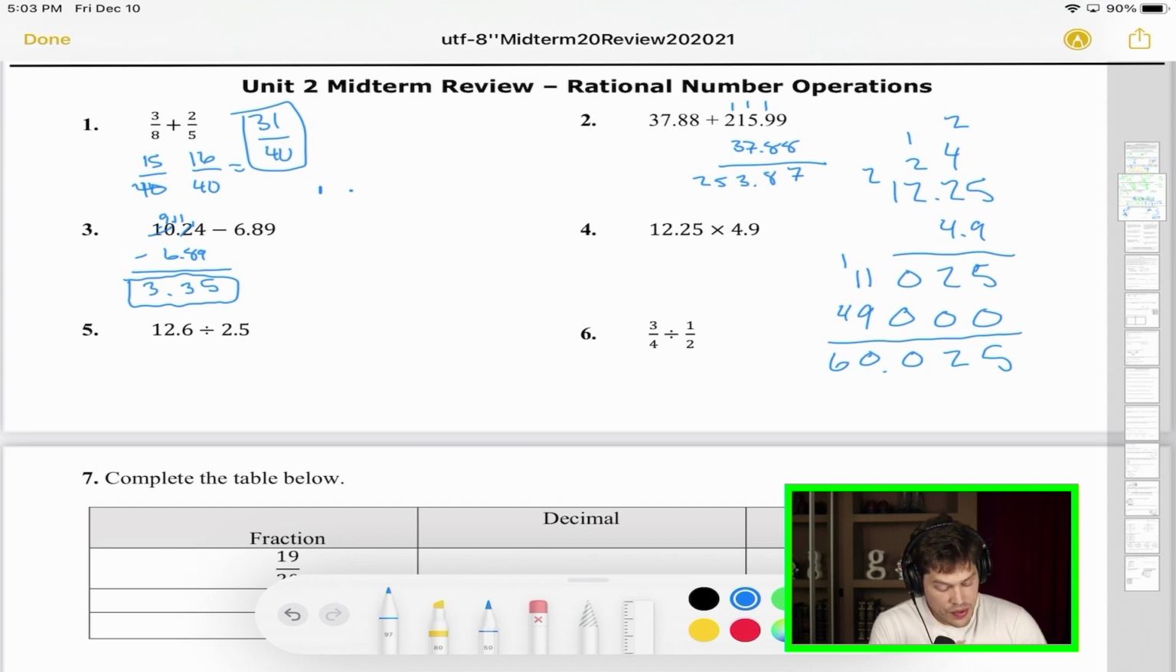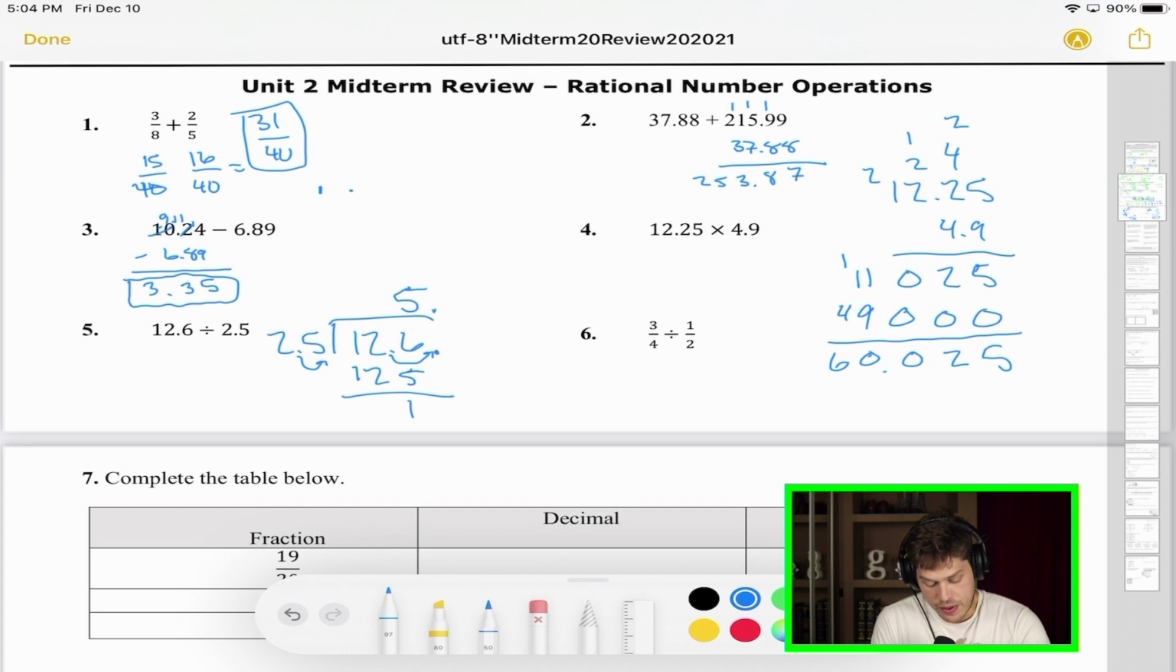Okay, number 5. Here we are dividing. So we have 12.6 divided by 2.5. We don't like dividing by decimals, so we're going to move our decimal over on both of these. And now we have 25 divided into 126. How many times does 25 go into 126? It goes in 5 times. You get 125. You subtract, you have 1 left over.